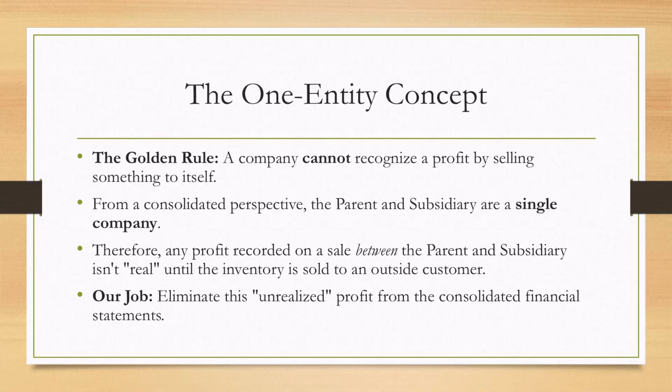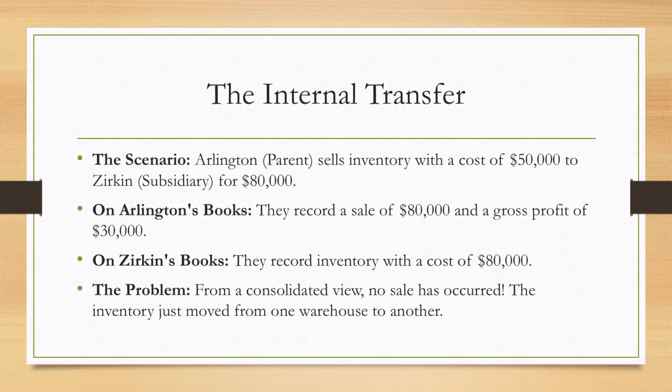Let's start with the golden rule that governs everything we're about to do. A company cannot make a profit by selling something to itself. From a consolidated viewpoint, the parent and subsidiary are a single economic entity. So any profit booked on the internal sale isn't real yet. It only becomes real when that inventory is finally sold to an outside customer. Our job as accountants is to find and eliminate this unrealized profit from the consolidated financial statements until that final sale occurs.